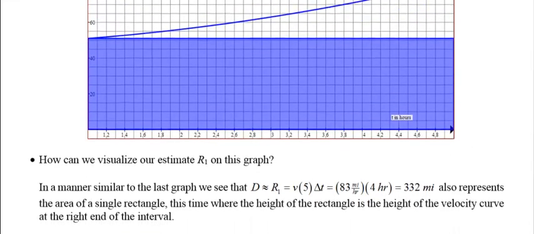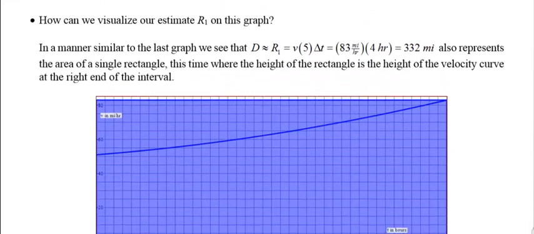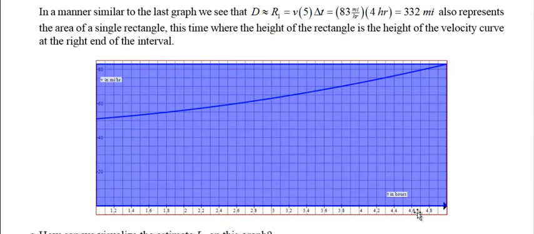Well, again, we have one single rectangle. The base of the rectangle is the full length of the 4-hour time span. But this time the height is at the right end of the interval, which was 83 miles per hour. So we see the vertical distance here represents 83 miles per hour in reality, and the horizontal distance represents an elapsed time of 4 hours. Multiply those together, we get an area. So areas on this graph are actually distances out in reality with the car.